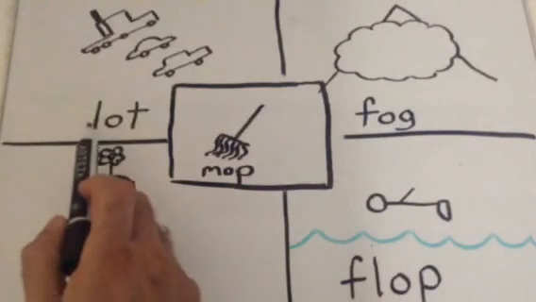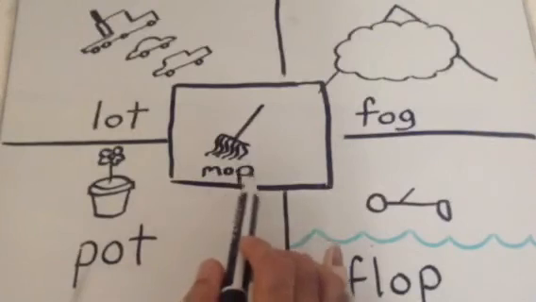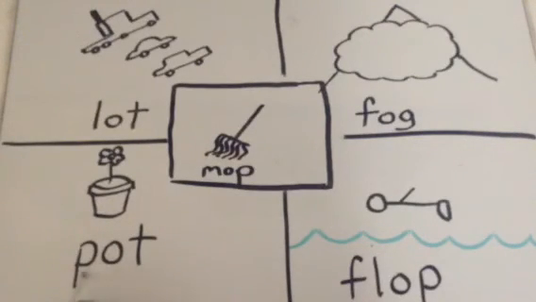Alright, so we have lot, L-O-T. We have fog, F-O-G. We have mop, M-O-P. We have pot, P-O-T. And we have flop, F-L-O-P.